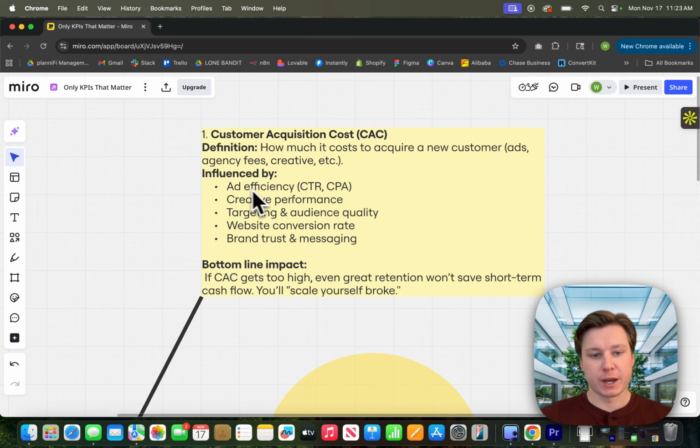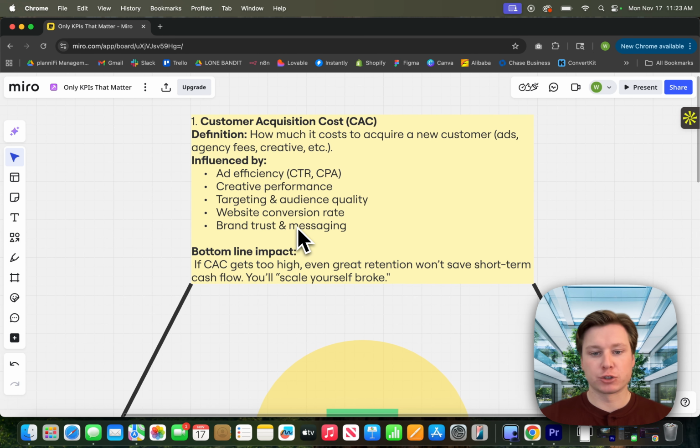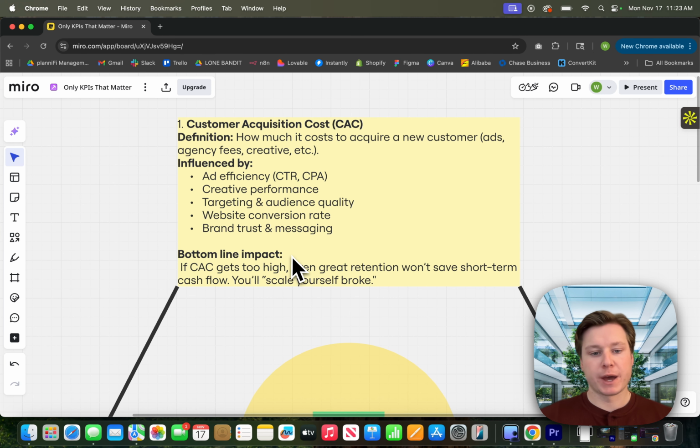It's influenced by a couple of things: your ad efficiency, like CTR and CPA, your creative performance, targeting and audience quality, website conversion rate, brand trust and messaging. The bottom line impact is that if your CAC gets too high, even great retention won't save short-term cash flow. You'll scale yourself broke. This is super important because if you don't know your CAC and the CAC that you can tolerate, you can't realistically scale in a predictable way, because you're not going to know whether you're profitable or not.